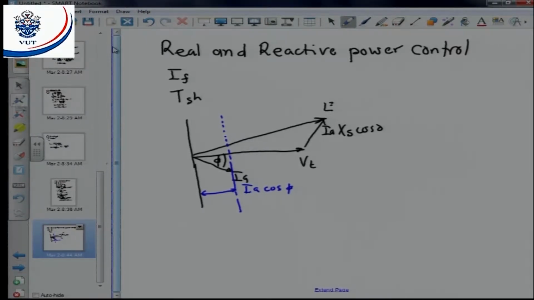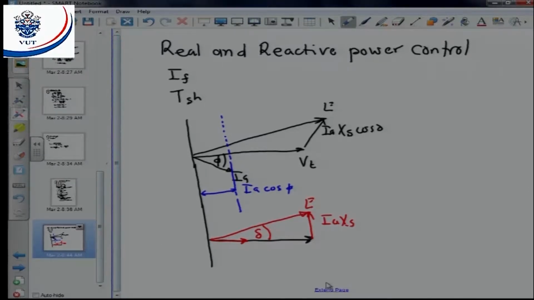If we now, let's say we have a unity power factor, which means it will be that value, then that will be IA XS, and that is the induced EMF and the load angle delta.